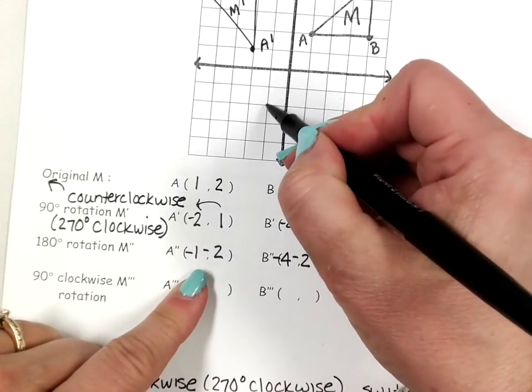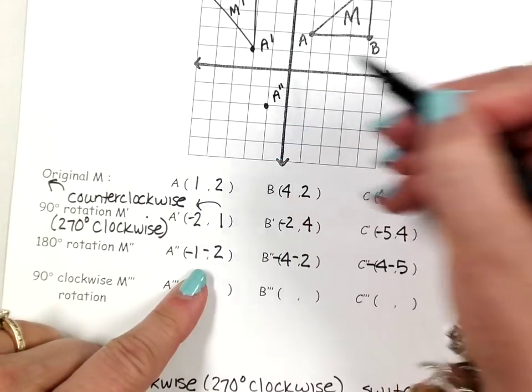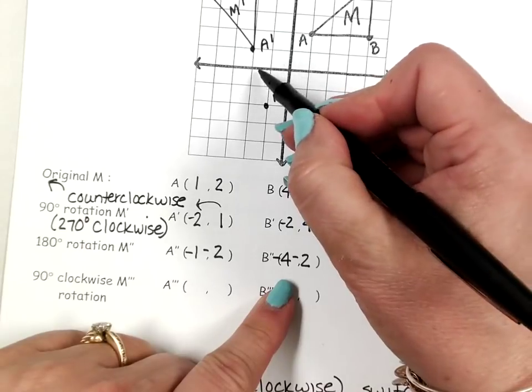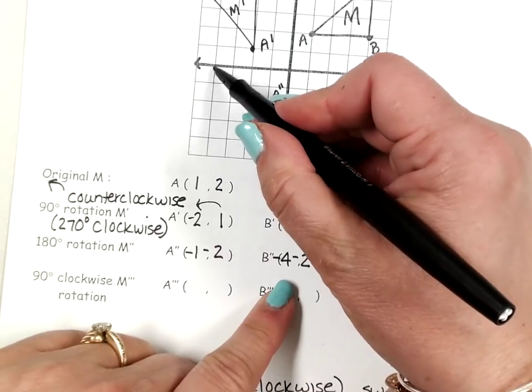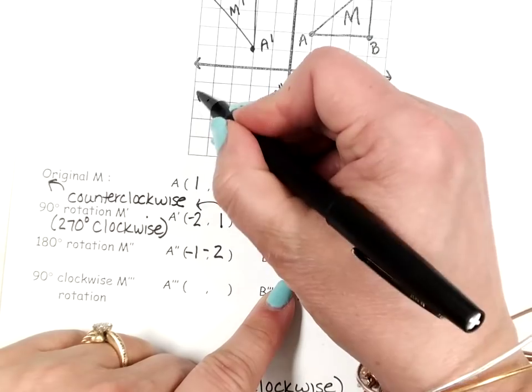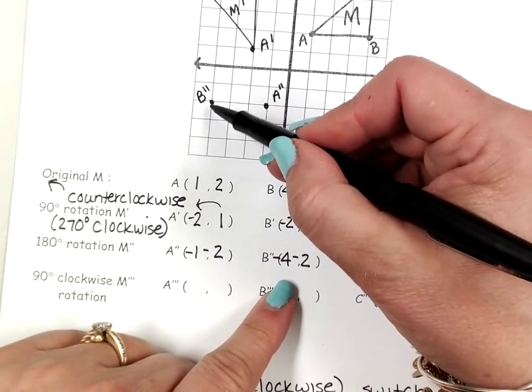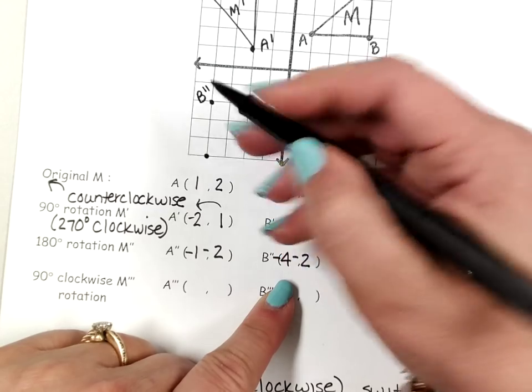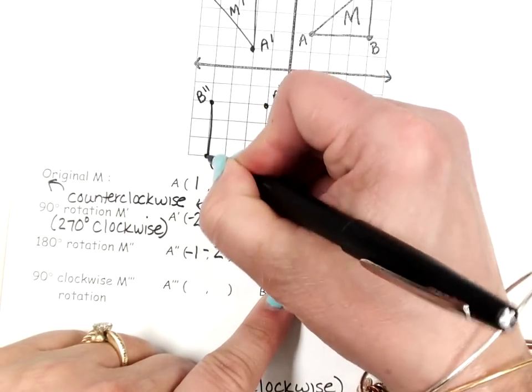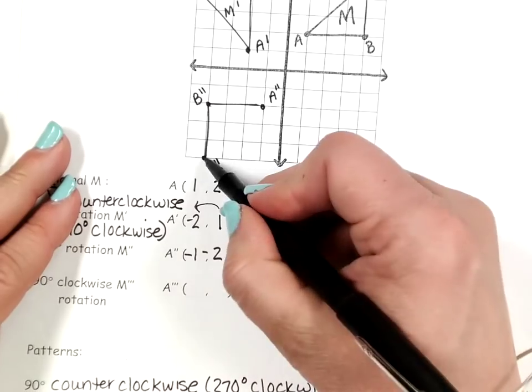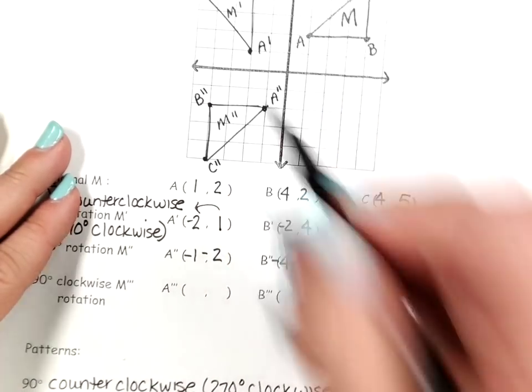So negative 1, negative 2 is A double prime. Negative 4, 1, 2, 3, 4, down 2 is B with a double prime. And then negative 4, and then down 5 is C double prime. I connect my points. We'll call this M double prime.